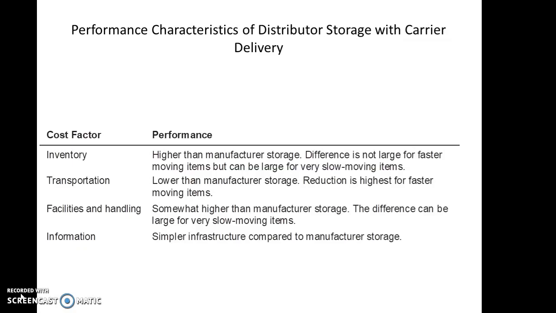The third cost factor is facilities and handling. It is somewhat higher than the manufacturer storage. Again, the difference can be large for very slow moving items. The last cost factor is information. The information infrastructure is very simple when we compare with the manufacturer storage.